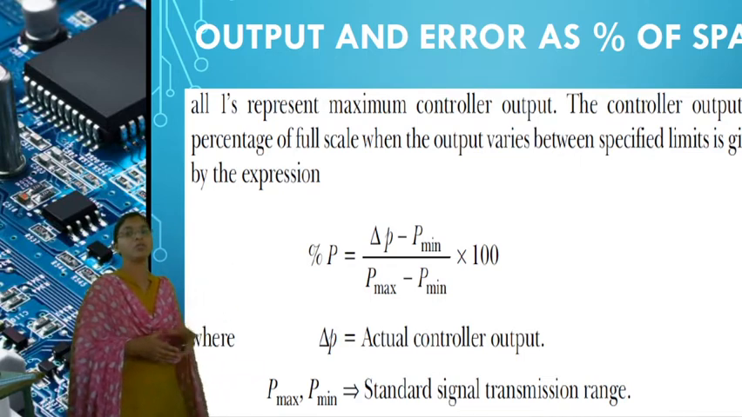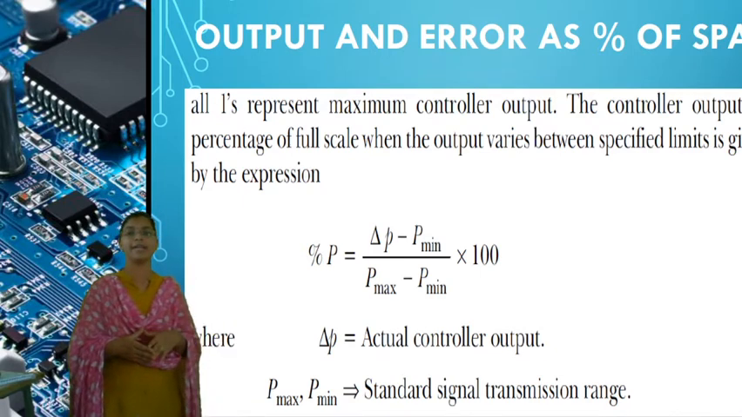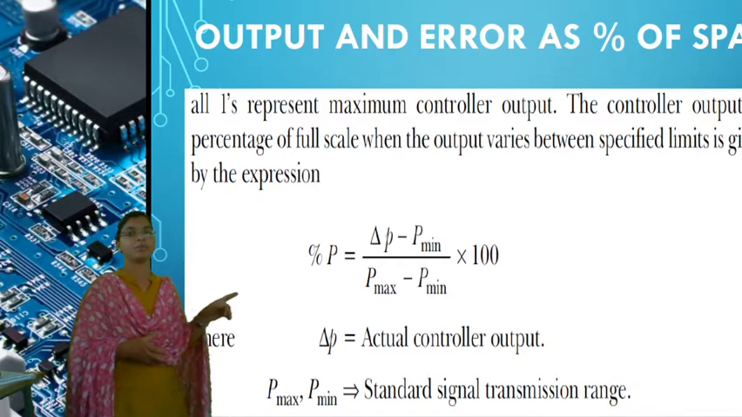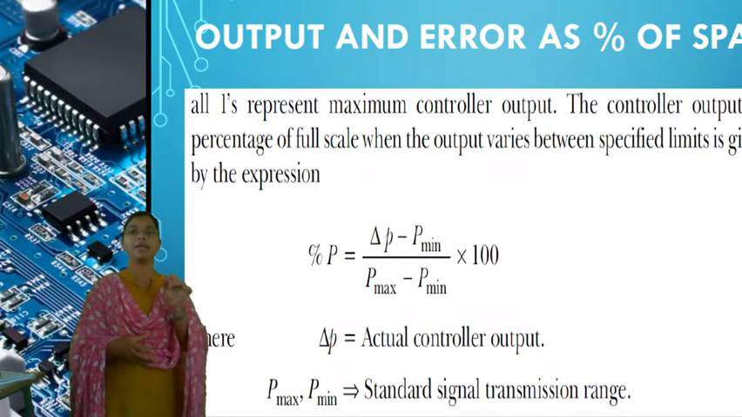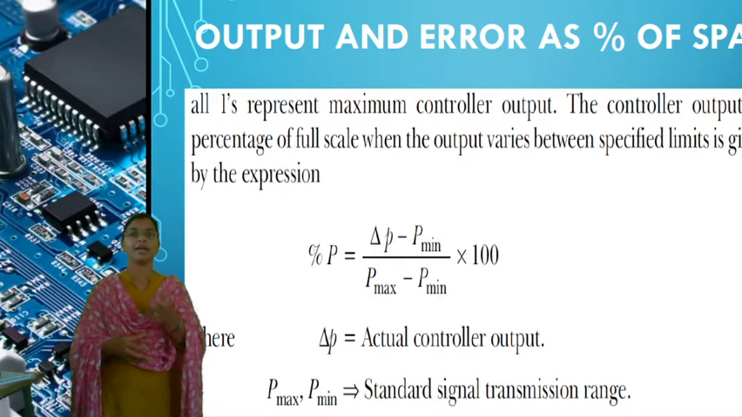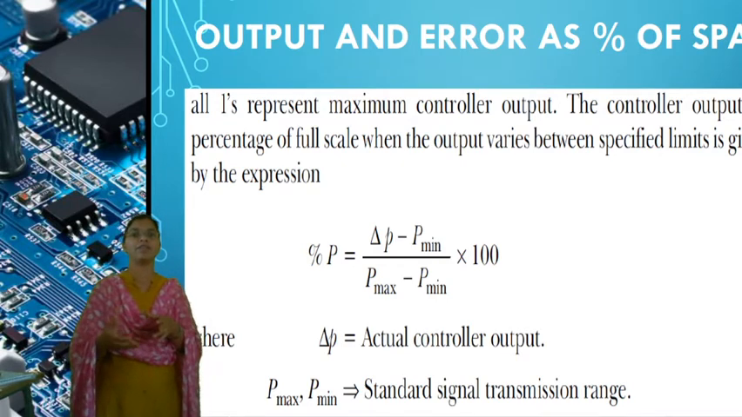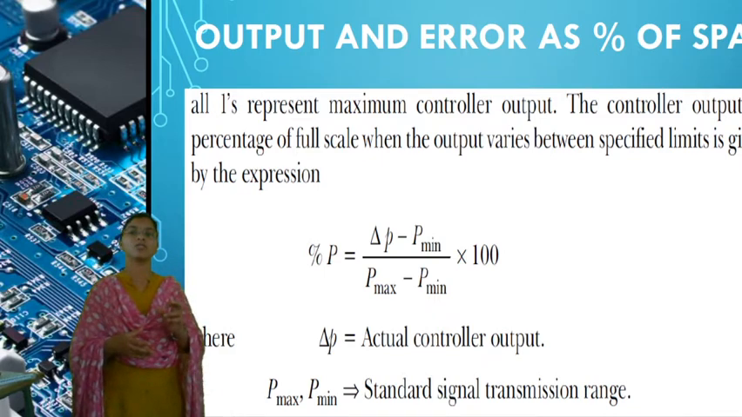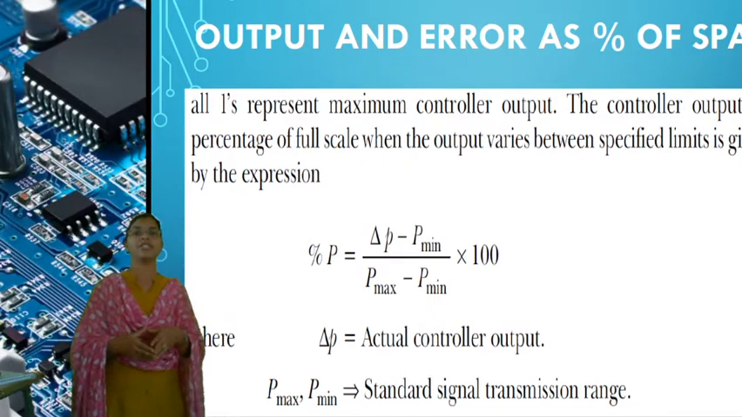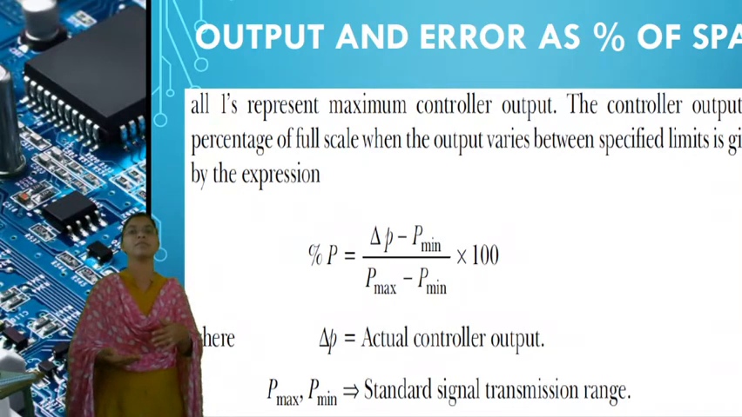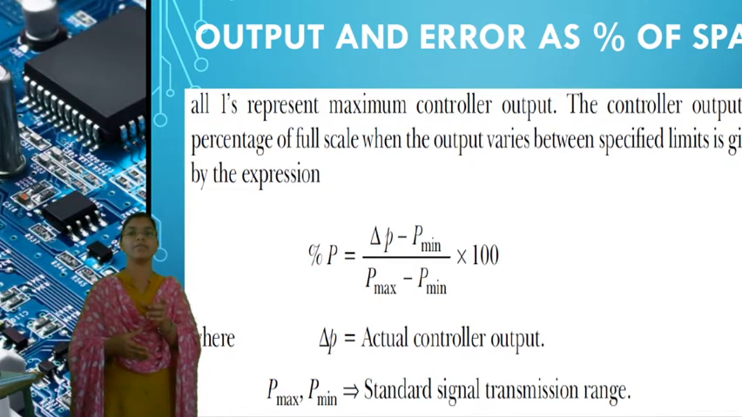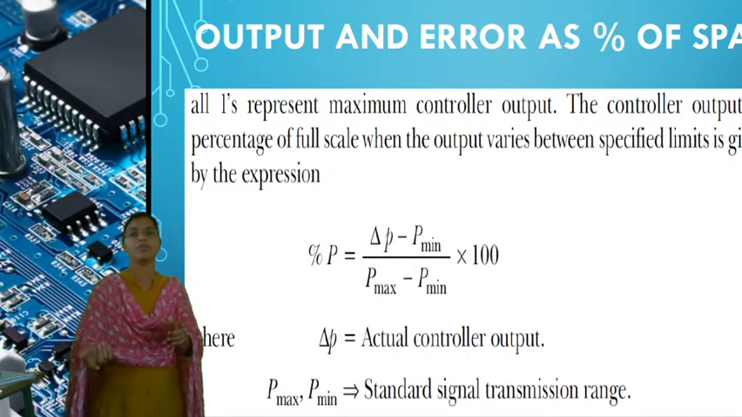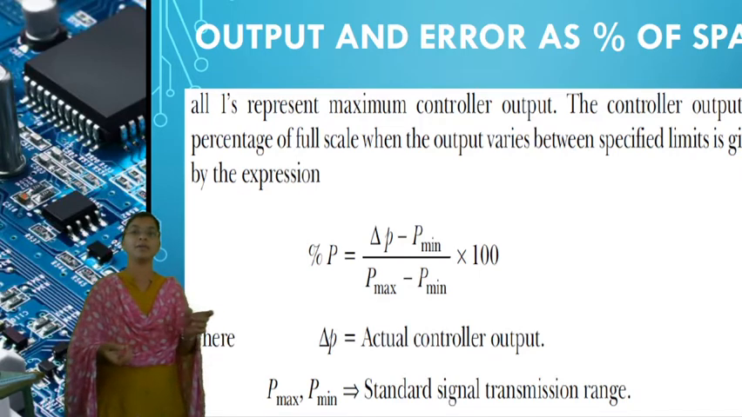So the percentage P equals P minus, you don't need to take delta P, you can directly take the controller output P, minus whatever the minimum output generated by that controller. What is the minimum? For example, let us take a thermometer. That thermometer will measure from 0 Fahrenheit to 120 Fahrenheit, right? That 0 Fahrenheit is the minimum output that it will generate, and 120 Fahrenheit is the maximum output that can be generated by the thermometer. So that 0 indicates P minimum, and the 100 or 120 is taken as P maximum.